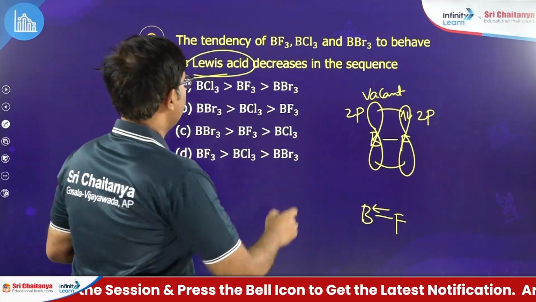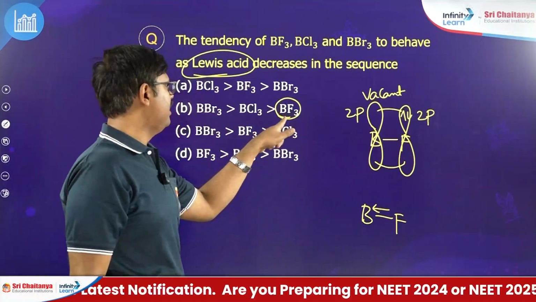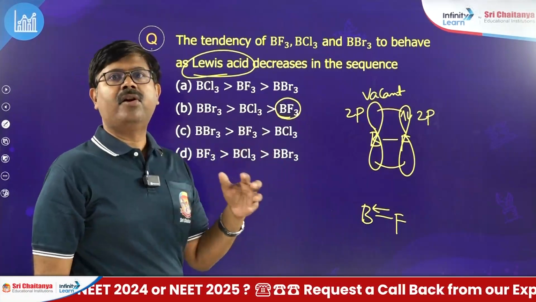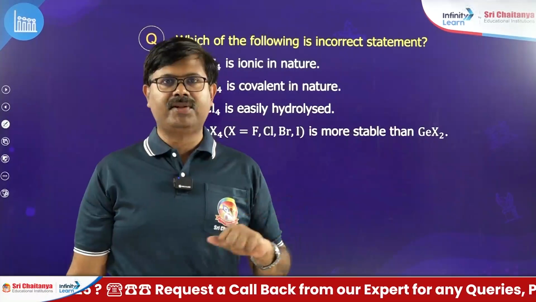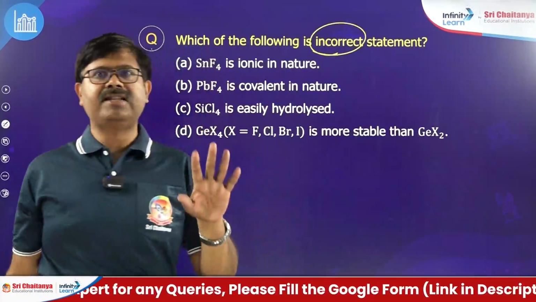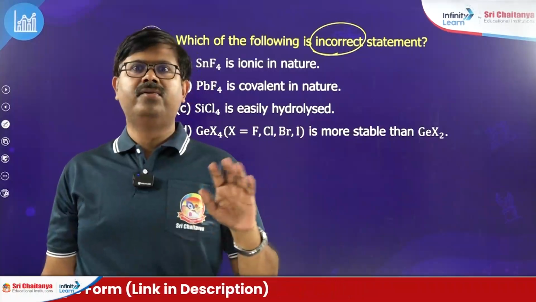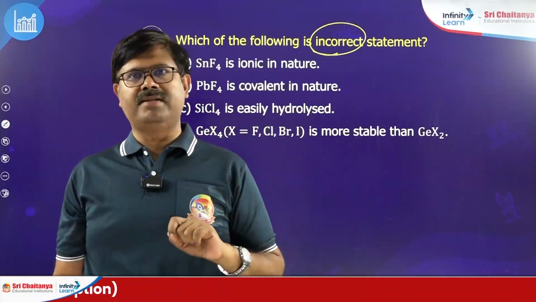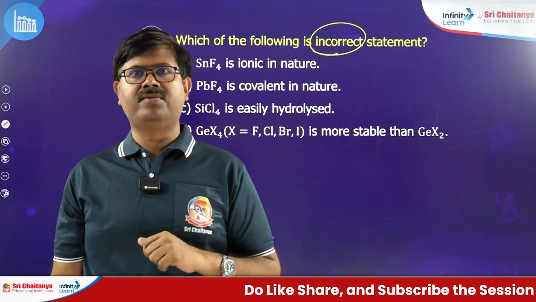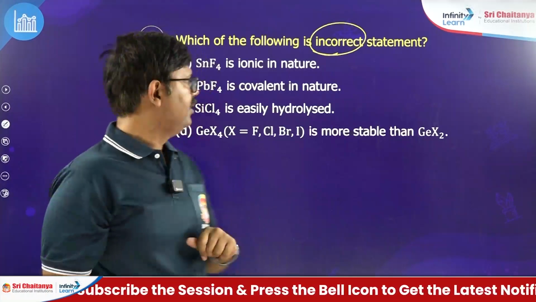Therefore, if you see, BF3 is in the last place here, in the second option. BF3 is the weakest, then comes BCl3, then comes BBr3. BBr3 is the strong Lewis acid. See this question: which of the following is incorrect? In such questions, read all 4 statements, then only decide the answer. Do not just read the first statement and decide. Sometimes after reading 2 or 3 statements, you may change your decision also. That's why read all the statements, then see which is correct or incorrect.